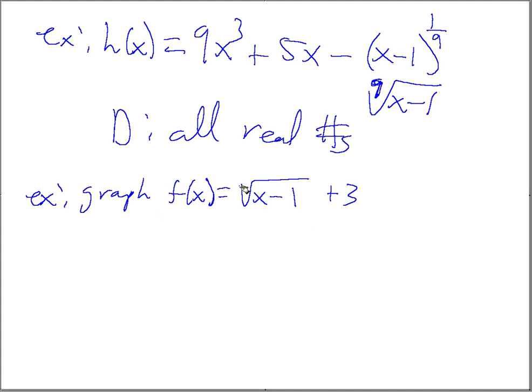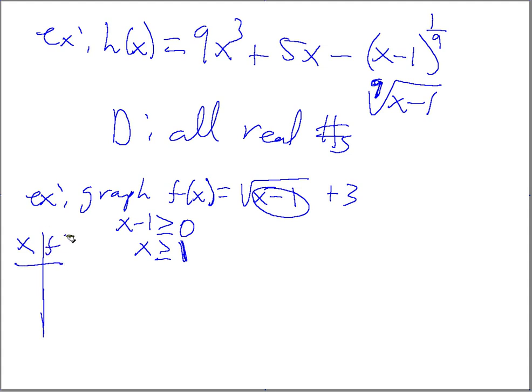So again, this is square root. So that means the root index is 2, an invisible 2 here. So I have to make sure that x minus 1 is bigger than or equal to 0, as you may suspect. So x is greater than or equal to 1 if I add 1 to both sides. So in other words, if I'm making my table of x values and function values, then I need to make sure I pick x to be 1 or bigger, nothing less than 1.